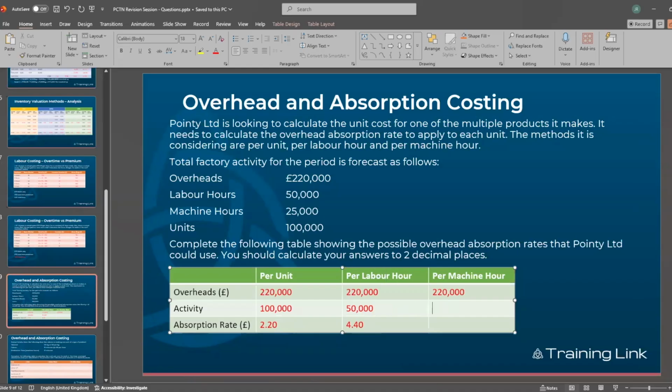When we look at machine hours, in this case, 25,000. If we take our 220,000 divided by 25,000, we get an absorption rate of £8.80. So the first step usually in this process is working out this absorption rate, because that's going to filter in what we do next.